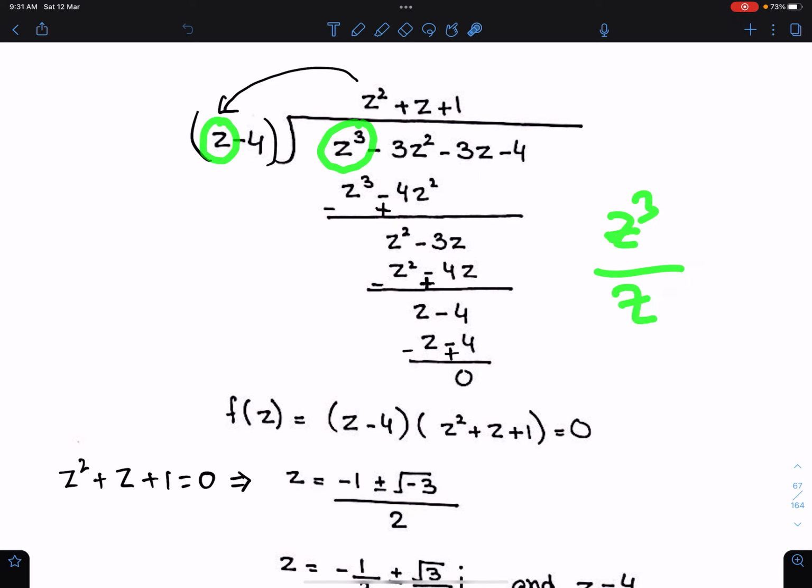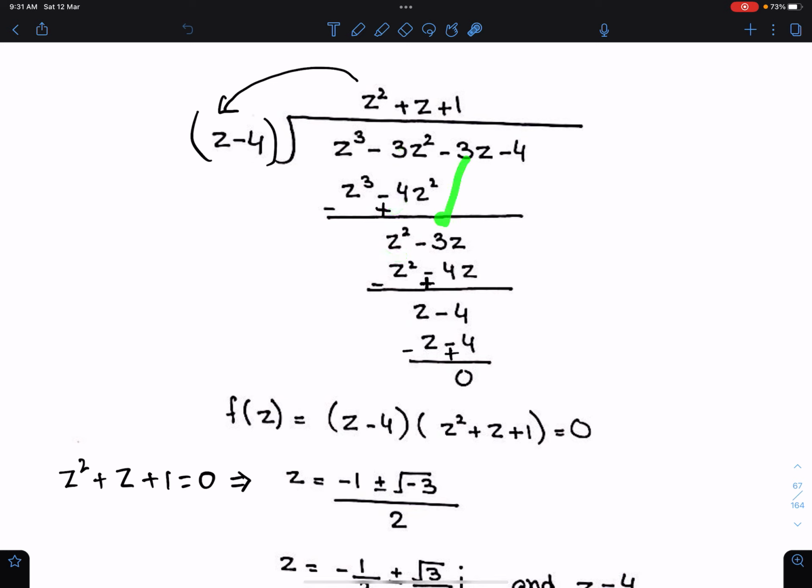So when we divide z cube by z, we'll get z square, and we will write this z square here. And then we multiply this z square with this factor, with this bracket. So when we multiply z square with this z, we'll get z cube. And when we multiply this z square with negative 4, we will get minus 4z square. Now opposite the signs of these two terms and then simplify these two terms. So these two will be cancelled, and this 3 and this plus 4 will become plus z square.